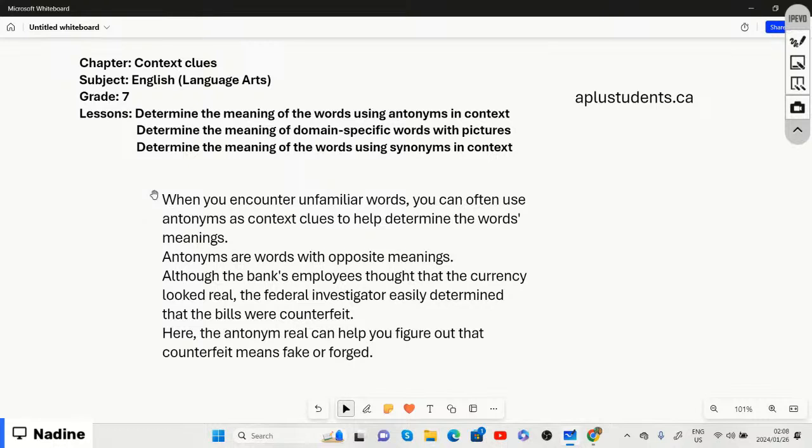So when you encounter unfamiliar words, you can often use antonyms as context clues to help determine the words' meaning. And antonyms are words with opposite meaning. Although the bank's employees thought the currency looked real, the federal investigator easily determined that the bills were counterfeit.